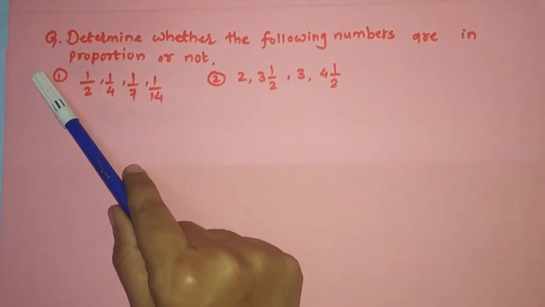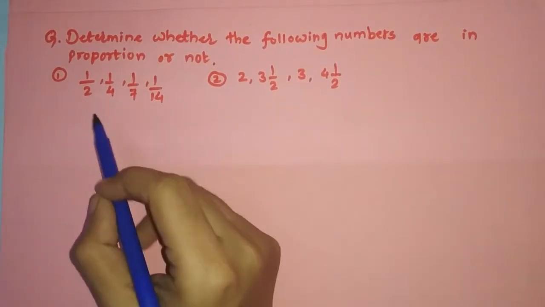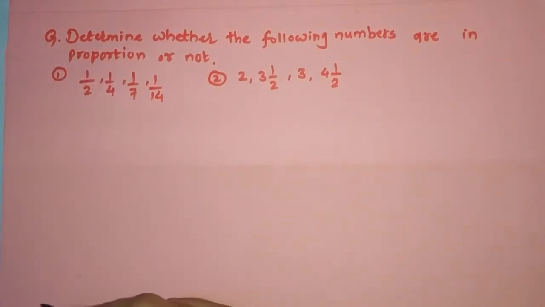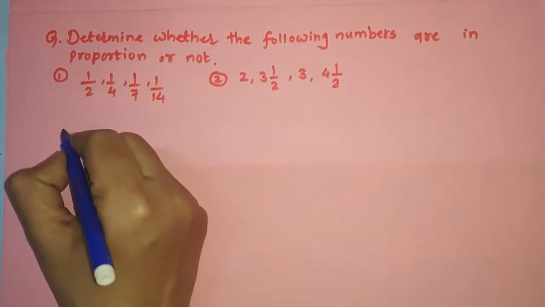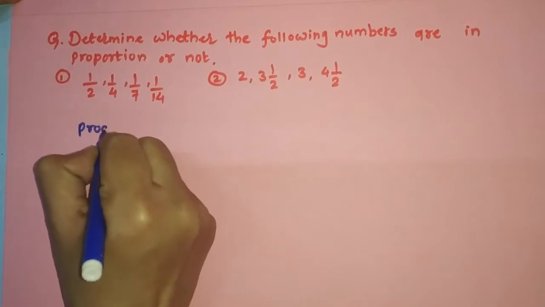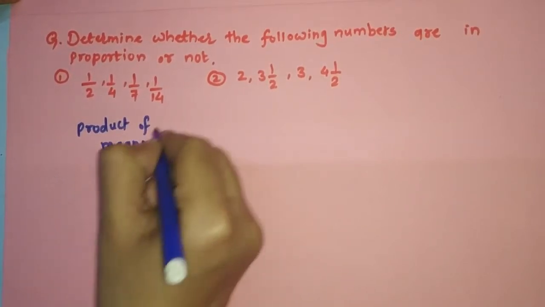So let me once again revise you. 4 numbers are said to be in proportion if the ratio of first to second is equal to the ratio of third to fourth. So here we are going to check whether these given 4 numbers are in proportion or not. For that we need to check their ratios. So we know that for numbers to be in proportion, we must have product of means equal to product of extremes.